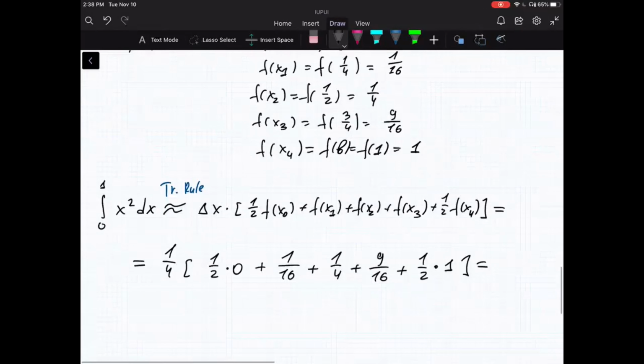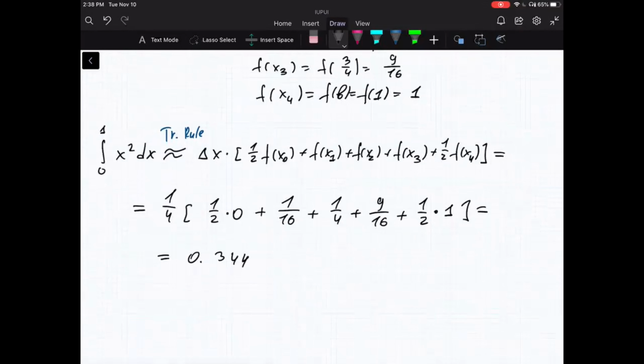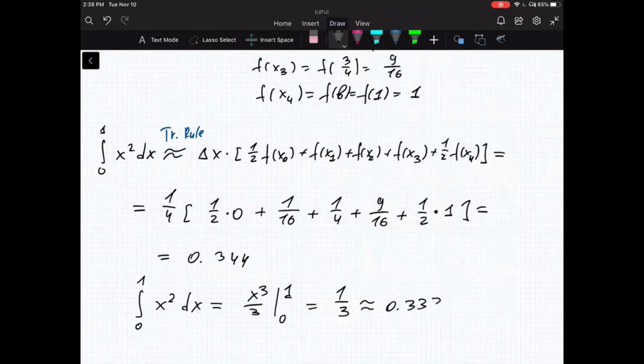And you can combine it and get that it's approximately 0.344. Of course, in this case, we indeed can integrate, because the antiderivative is a simple one, x cubed over 3, substitution from 0 to 1, and it will be 1 over 3, which is 0.333, and so on. So even for n equals 4, our approximation is not that bad.